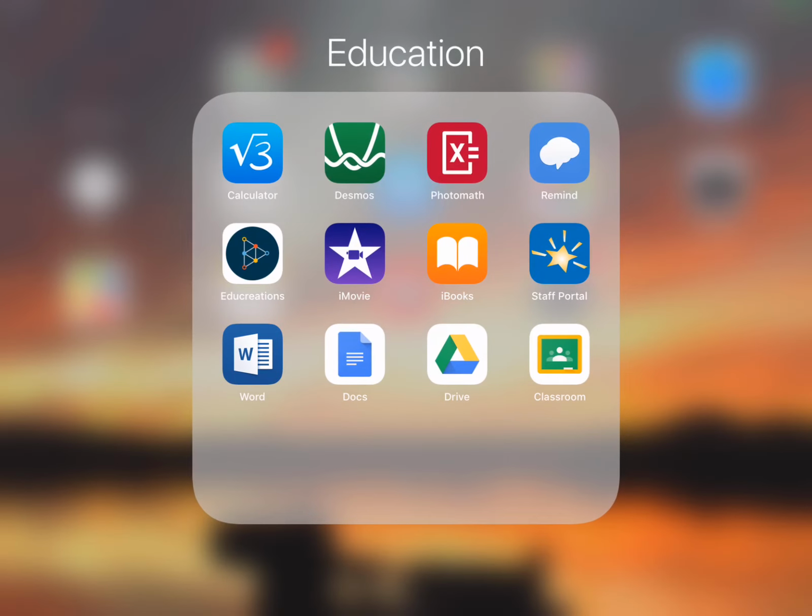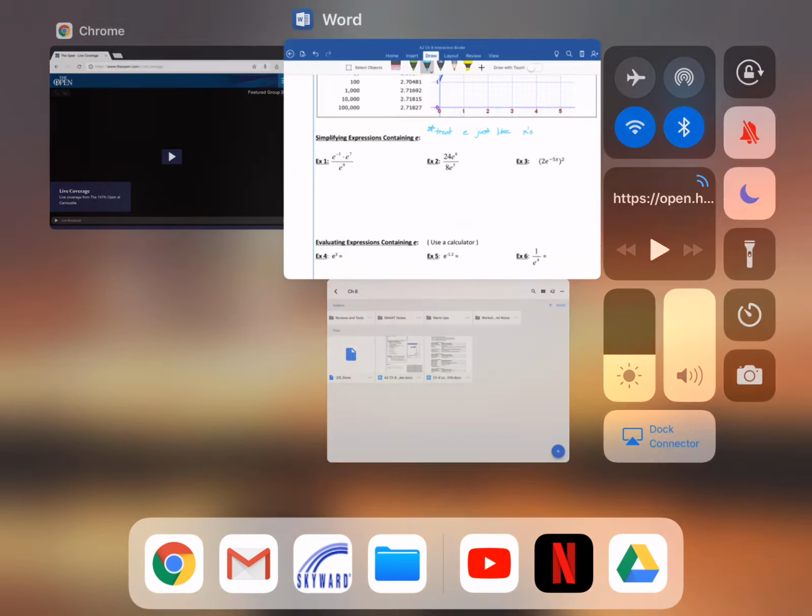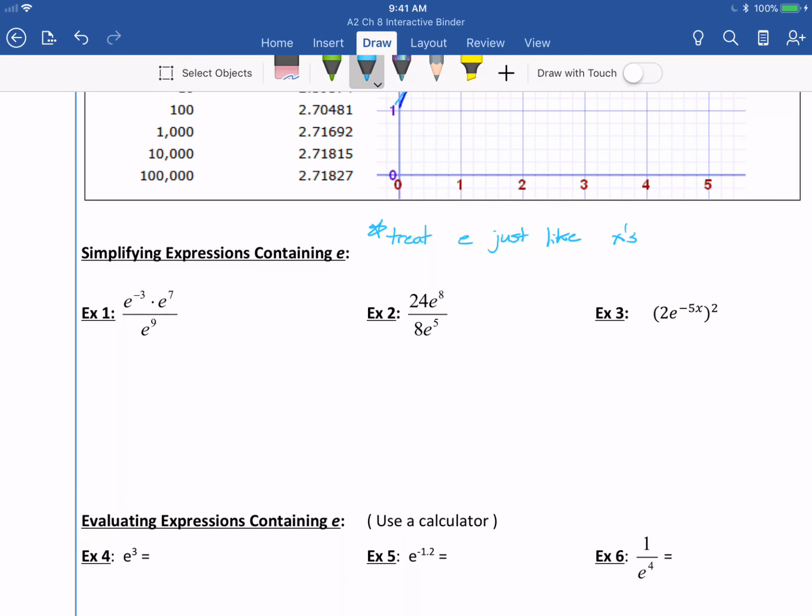For these, we're going to treat e just like it's an x. So as I look at this, e to the negative 3 times e to the 7. You remember that you add the negative 3 and the 7 together, so this is going to be e to the 4th over e to the 9th. Remember, if I have 4 e's on the top and 9 e's on the bottom, all the e's on the top are going to cancel out. I'm left with 1 on the top and e to the 5th on the bottom. Nothing crazy there. Just treat those like they're x's; these are just exponent rules.